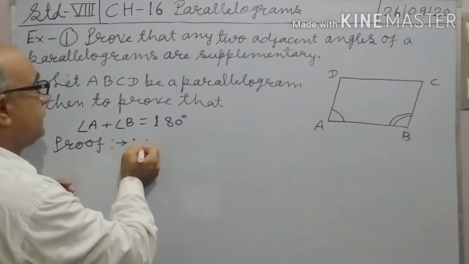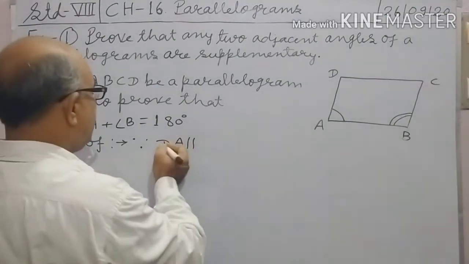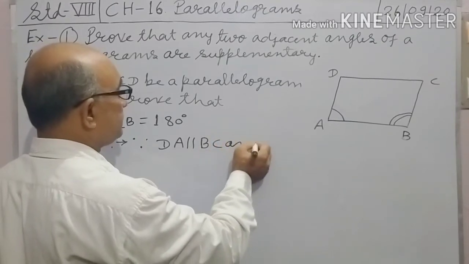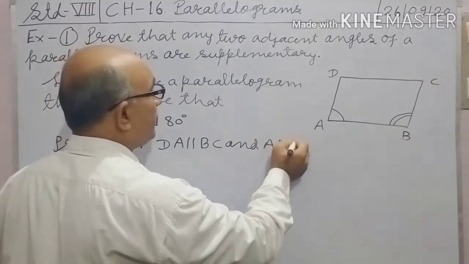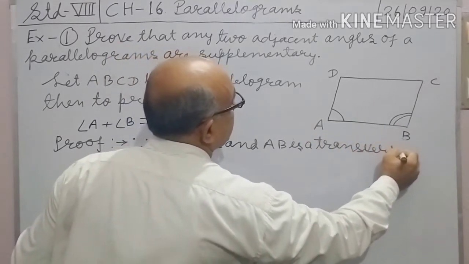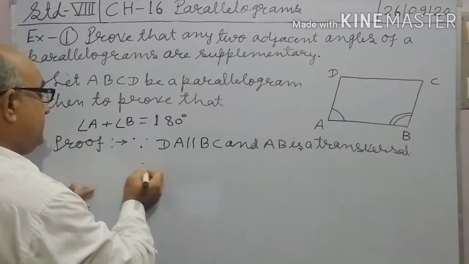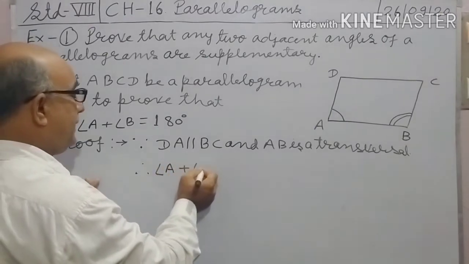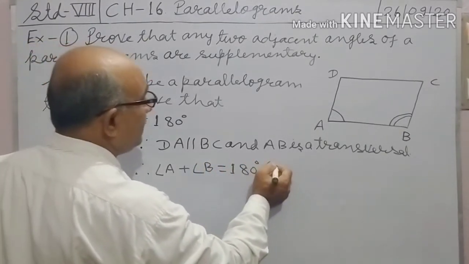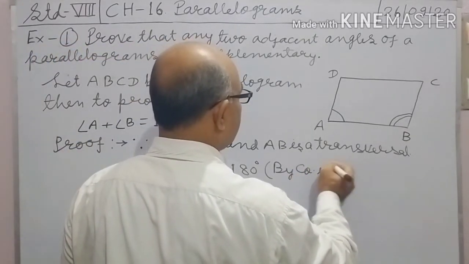Proof: Since DA is parallel to BC and AB is a transversal, therefore angle A plus angle B equal to 180 degree by consecutive interior angles, co-interior angles.